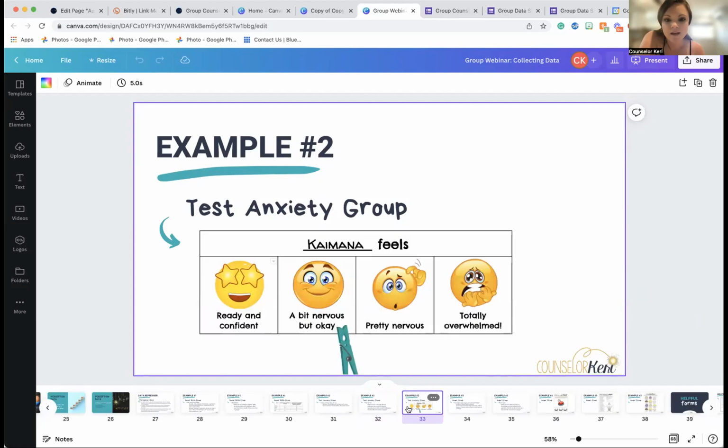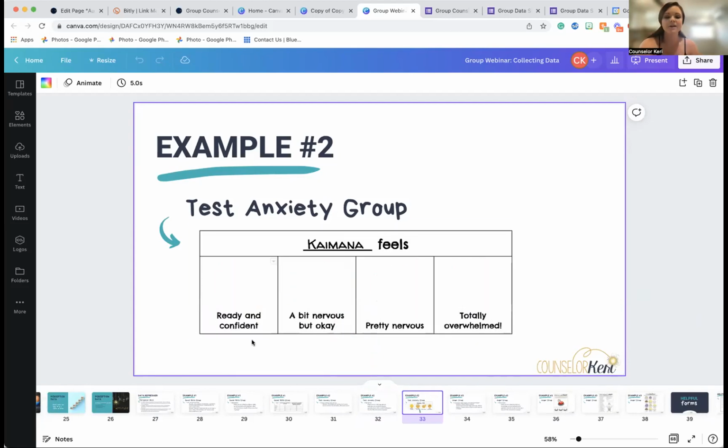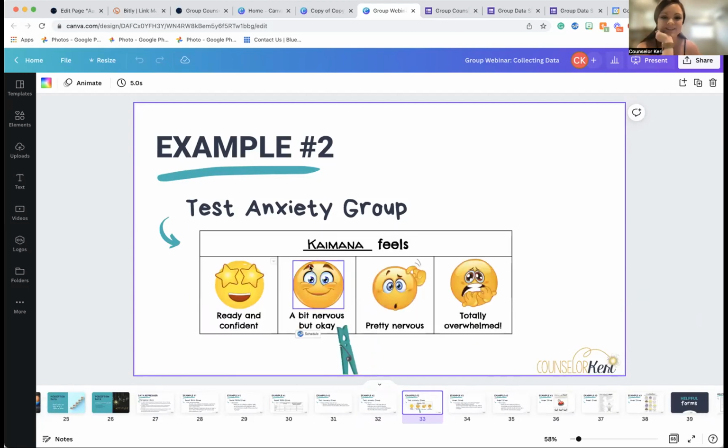So this is what I do. I just make a little clip card. Hopefully our pictures will come back. There they go. So the students can just write their name in right here. Kaimana feels: ready and confident, a bit nervous but okay, pretty nervous, totally overwhelmed. So I just give them a card that looks like this and a clothespin and they clip it. That's data, right? They've given me a data point.